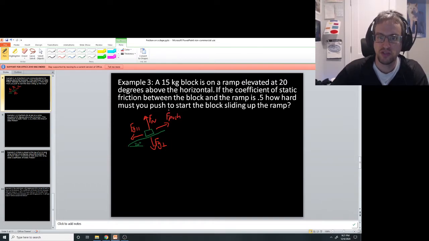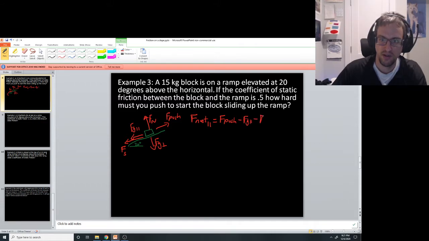Now, which direction is friction going to be? Okay, so if I'm trying to slide it up the ramp, the friction is going to be preventing that from sliding up the ramp. So that means friction's got to be the other way. So we got this other force down here, force of static friction. So to my F net parallel equation, F push minus FG parallel minus FS, right?